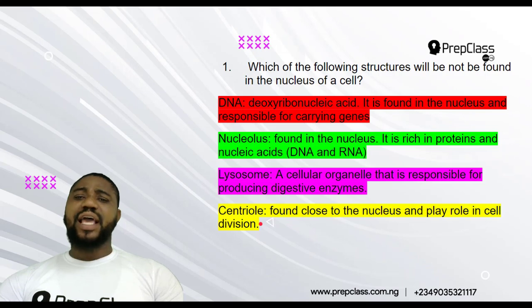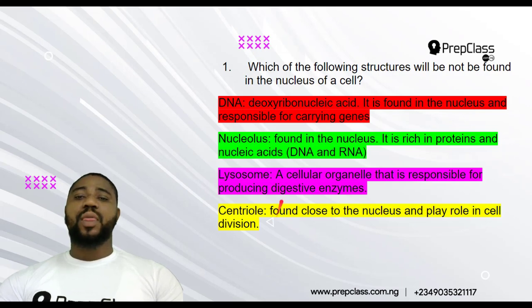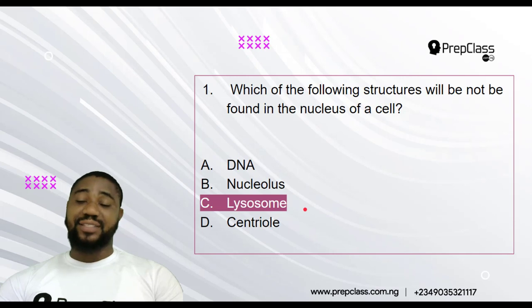Centriole. Yes, centriole is not found directly in the nucleus, but centriole is found very, very close to the nucleus, because centriole plays a part in what? Cell division. Cells reproduce by dividing. Are you following? So it's the nucleus that carries out that function, but centriole also plays a function in that cell division. So it's found very close to the nucleus. Are you following? So if you look at these 4, the odd one out there is lysosome. It doesn't have any business with the nucleus. It is found completely in the cytoplasm, far from the nucleus. So because of that, the best answer here is lysosome.